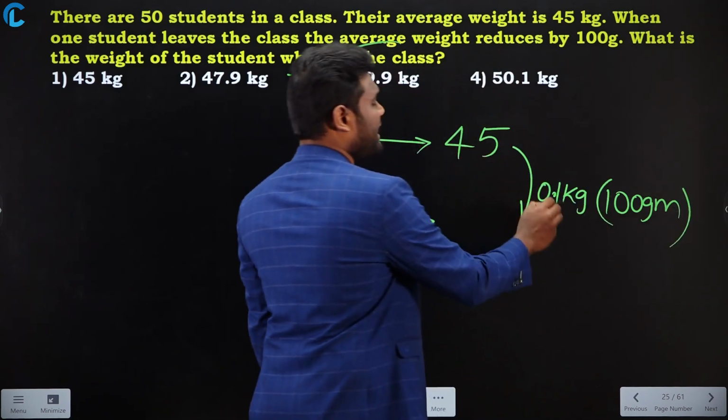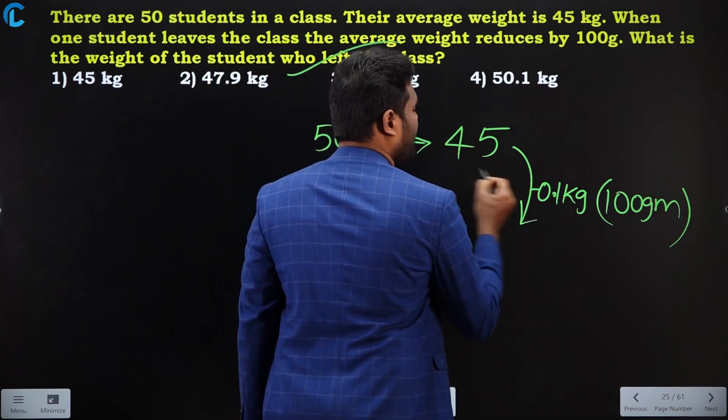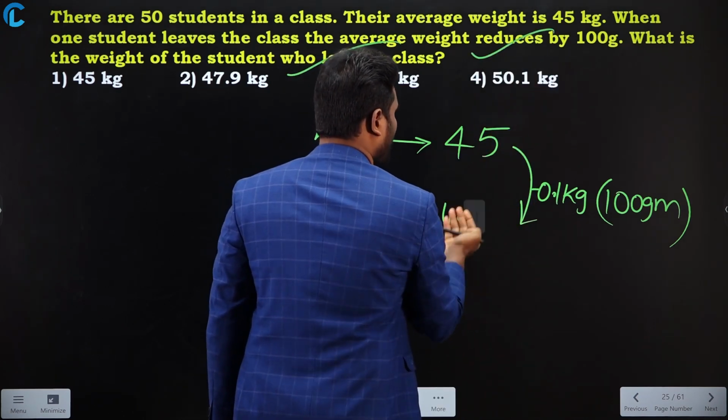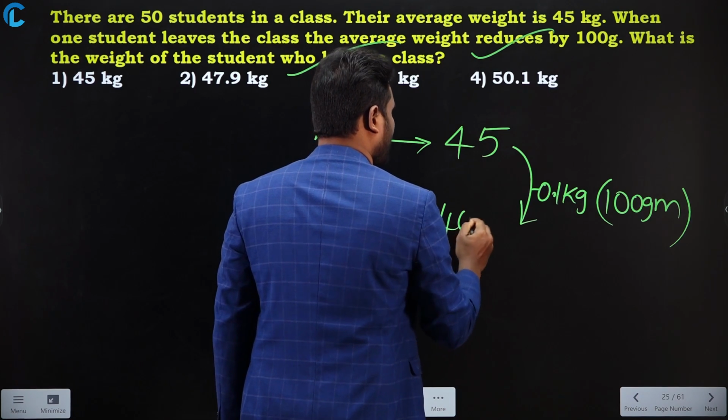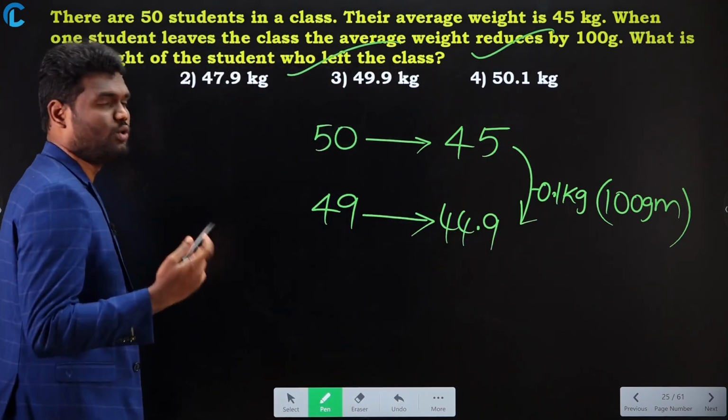Here it is in terms of kg, so I am writing in terms of kg. Now 45 minus 0.1. Why? Because it is reduced. So it is going to be 44.9 kg. Now you are supposed to find the weight of the student who left.